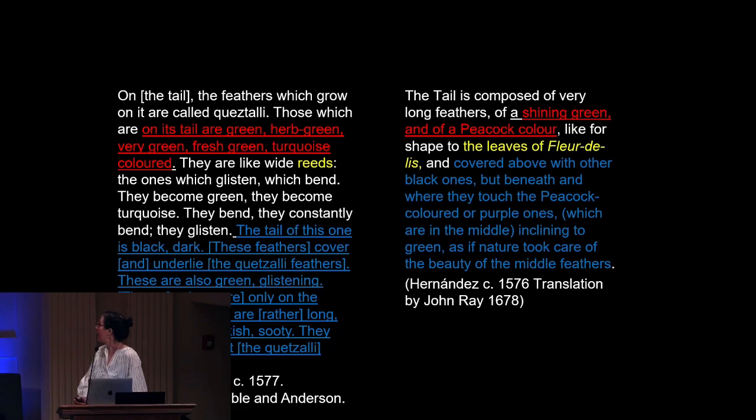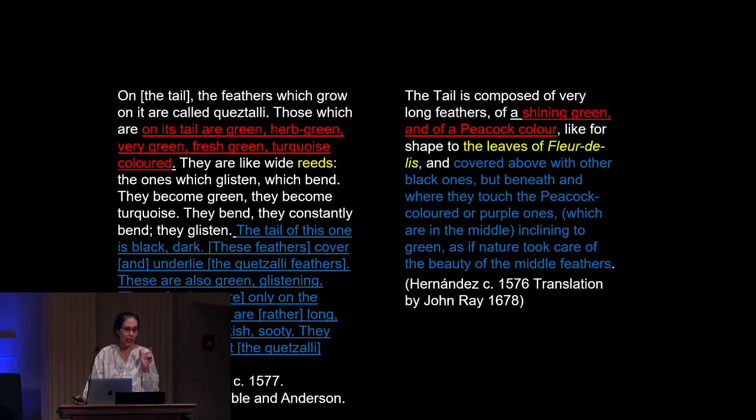And then the Nahuatl goes on to describe the tail of this one is black, dark. These feathers cover and underlie the Quetzali feathers. They are also green, glistening. These feathers are only on the interior side. They are rather long, smoky, blackish, sooty. They cover, they protect the Quetzali feathers. So emphasizing these green and black feathers and a way that the black ones had this perhaps protective element. And this too is captured.